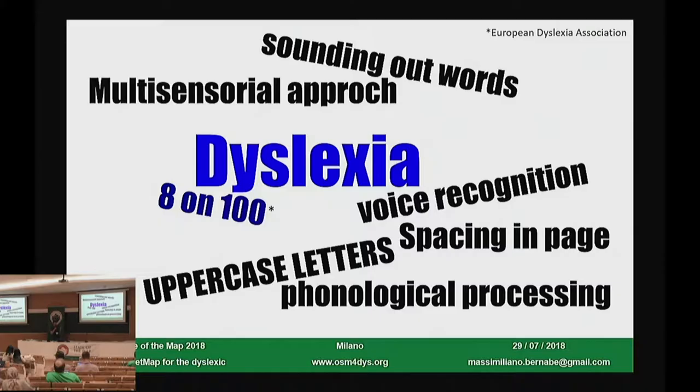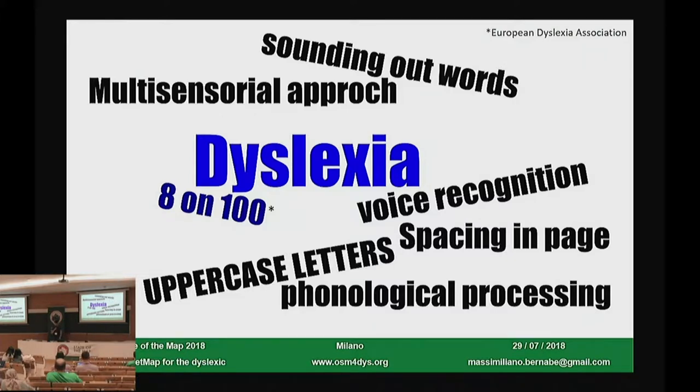Okay, 8% of people in the world are dyslexic. They have problems acquiring reading and estimating space in pages, in interfaces, and in maps. Our group works every day with dyslexic. We have applied and evolved the multisensorial approach, which we know works well for alphanumeric words in the general case. We applied it to the maps.